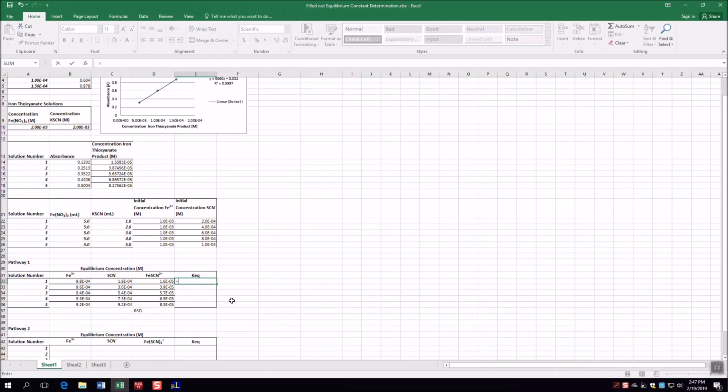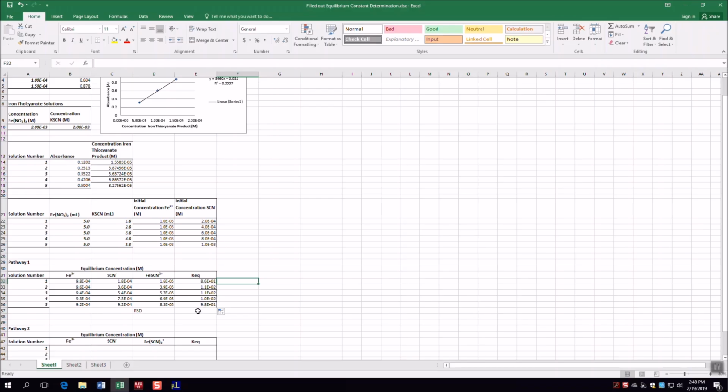So to calculate our KEQ, we're going to do exactly what Colin did previously. We're going to take the concentration of the iron thiocyanate, divide it by the concentration of the iron at equilibrium times the concentration of the thiocyanate at equilibrium, close our parentheses, and hit enter. And we'll see that just like when he did it on paper, we find that our value is 86. In this case, Excel's written it as 8.6 times 10 to the first power, but that's the same number. So now, just like before, we can drag down our KEQ, and we'll have our KEQ value for each of our solutions.